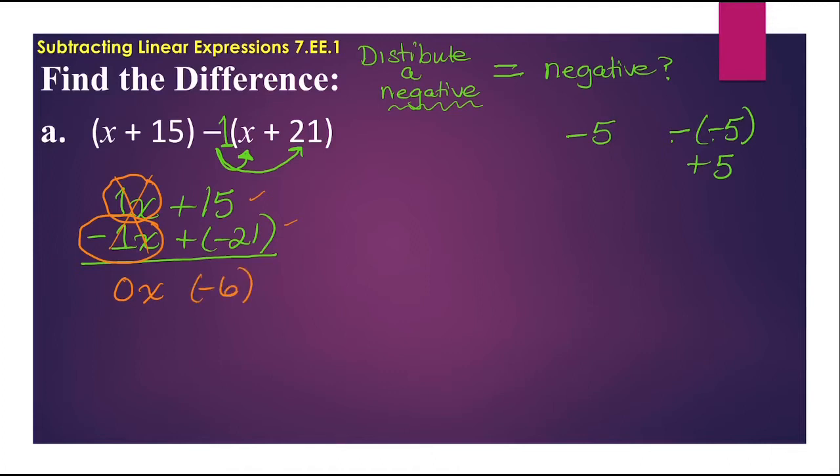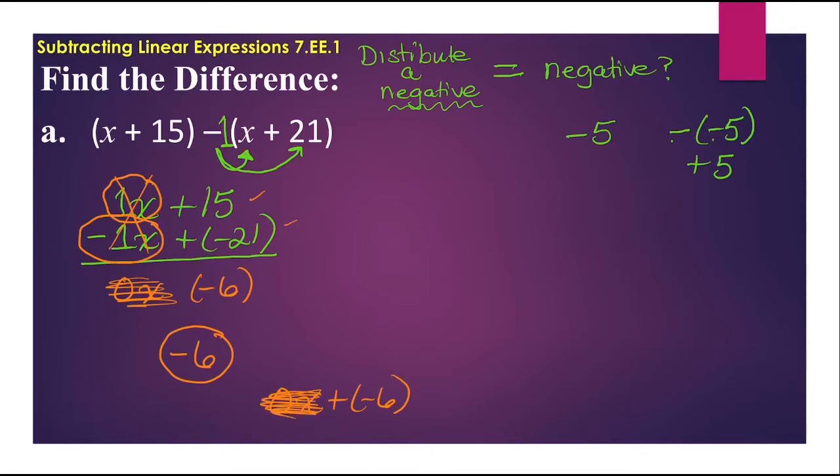So really, you don't need to write 0x plus negative 6. We can just write our answer is negative 6. That's it. That's all you need to do. I'm sure it's okay if you want to write 0x plus negative 6. There's nothing wrong with that. But again, it's a little bit unnecessary to write 0x, because 0x just means 0 times x.